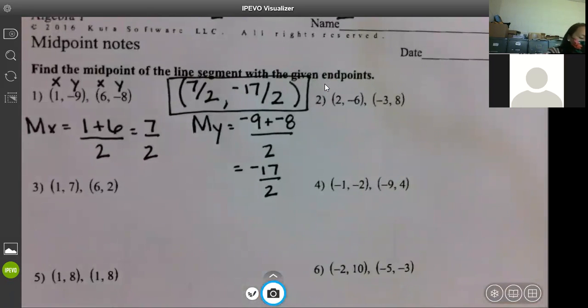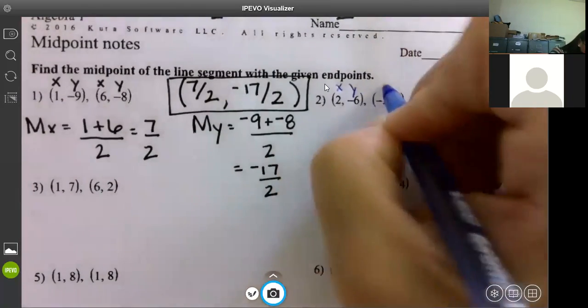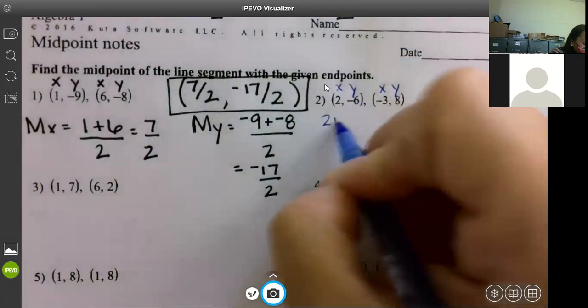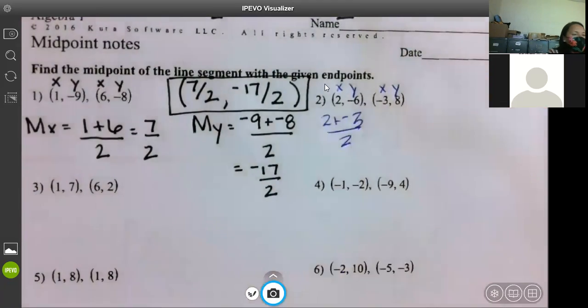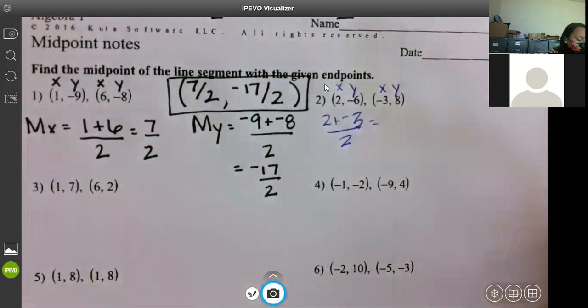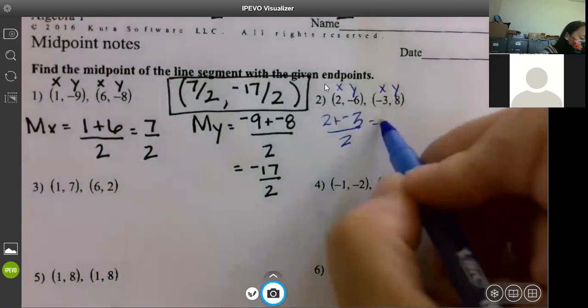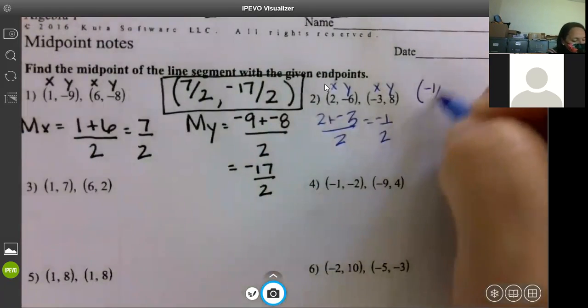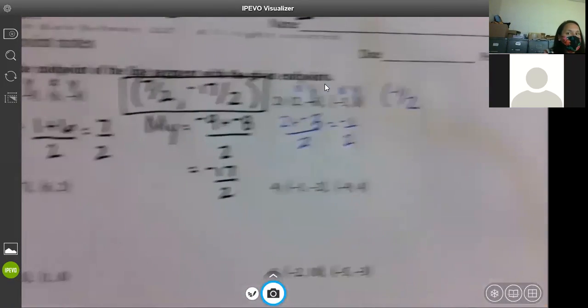Look at number 2. What are your 2 x's? We're going to add those up and divide them by 2. What is 2 plus -3? One more time. What is 2 plus -3? -1. That will not reduce. That's the first part of your answer. -1/2 is your x coordinate.